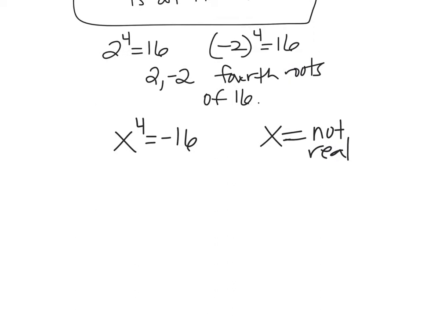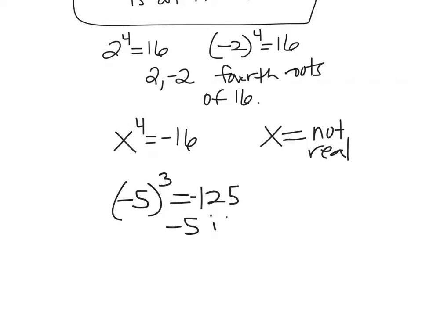All right. Also, negative 5 to the 3rd power is negative 125. So we would say that negative 5 is a cube root of negative 125.